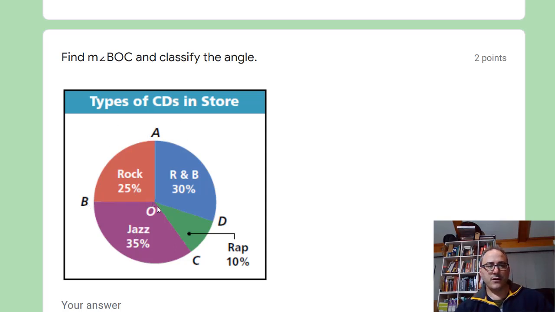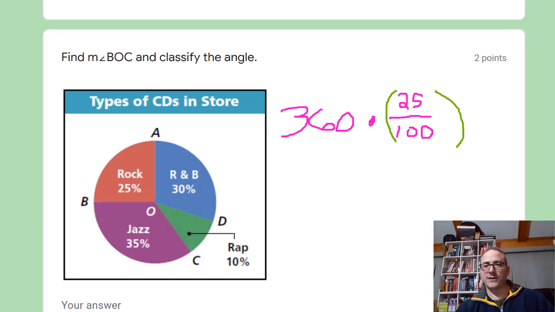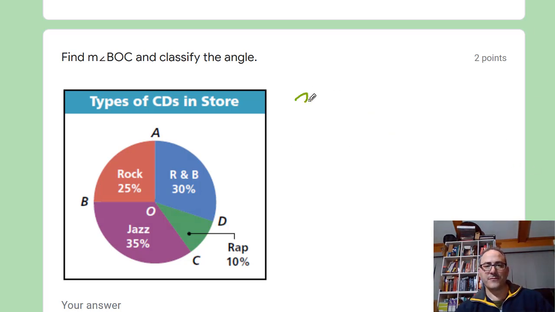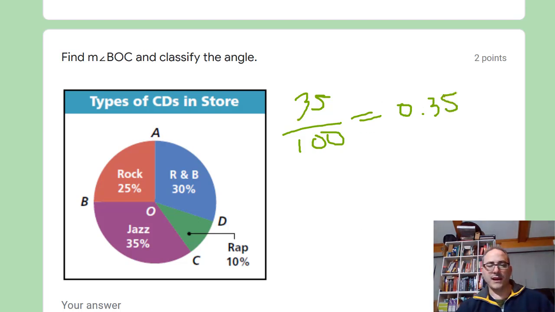is BOC, that's jazz. Okay, we're going to find the measure of BOC. And in order to do that, we need to find out what 35% is out of 100. Now, you could just put 35 over 100 in your calculator, and it'll say 0.35. So if you want to do this and put 35 over 100 every time in your calculator, you're certainly welcome to do that.